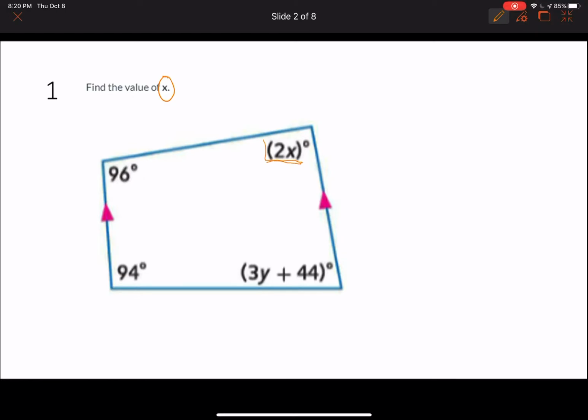Okay. And then something very important that they've shown us is we've got these two parallel lines, and the angle that has x on it is sitting on this transversal. Well, if that's the case, then I only care about this transversal. I don't care about the 3y plus 44 or the 94. And if I were to turn this around, I bet it would help you. So in fact, let me redraw it, because a lot of you saw the shape and your brain shut down.